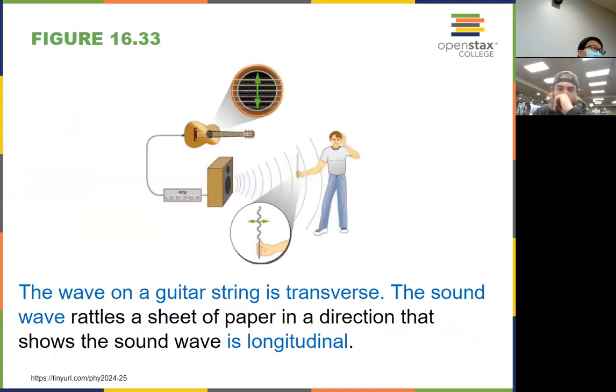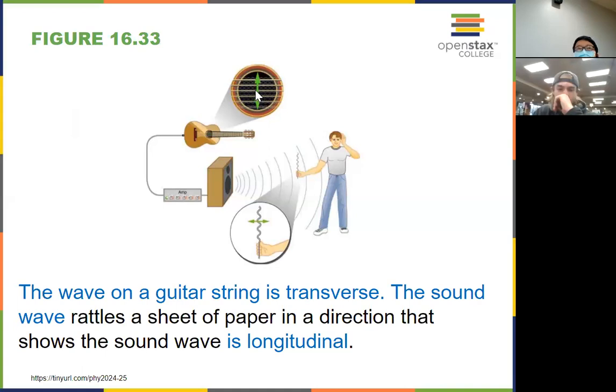To give you an example, for a guitar, if you play guitar, when the strings are vibrating, there's a wave in the string. That wave is called a transverse wave because the wave is going along the direction of the guitar string, but the vibration of the guitar string is perpendicular to the string. So that's a transverse wave.